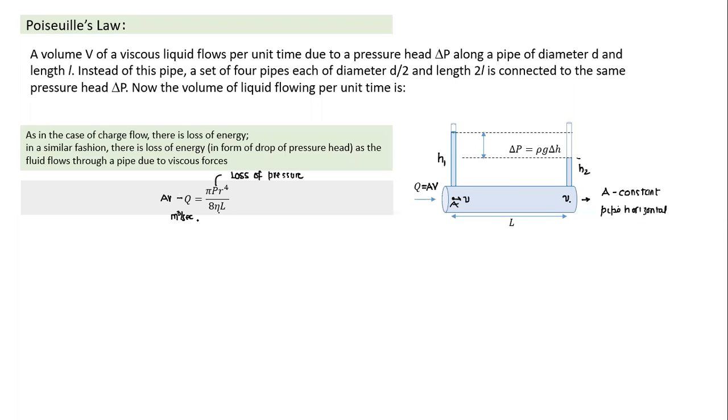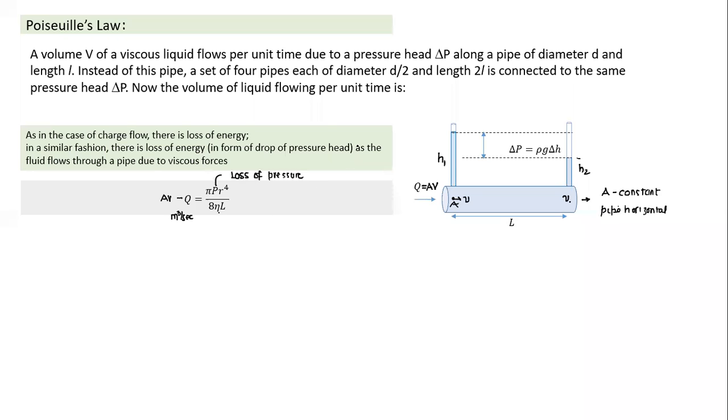All we need to know is what those terms are: flow rate, pressure loss, radius of the pipe, viscosity of the liquid, and the length across which pressure loss is taking place. P by L I can also call the pressure gradient, the rate at which pressure is getting lost. So let's try and understand, applying it in this case.